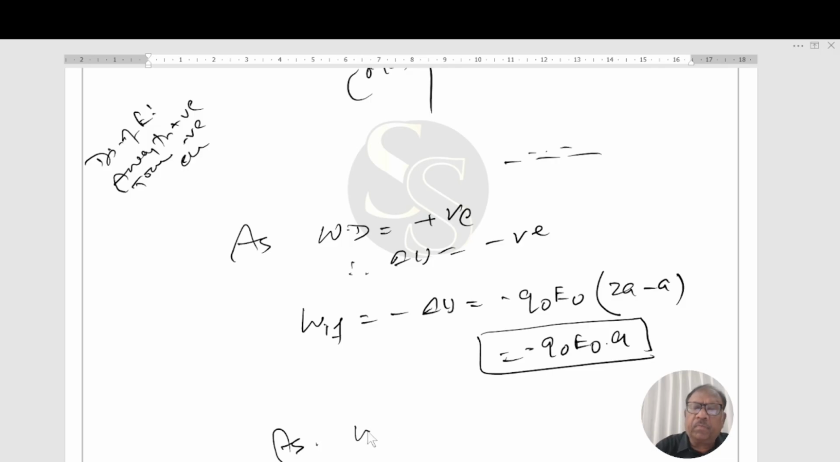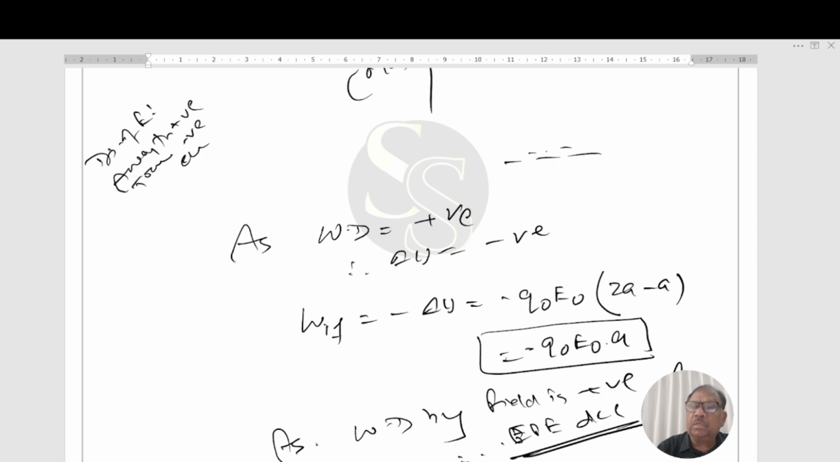This is the potential energy change, as the work done by the field is positive, therefore electric potential energy decreases. This is the answer, right?